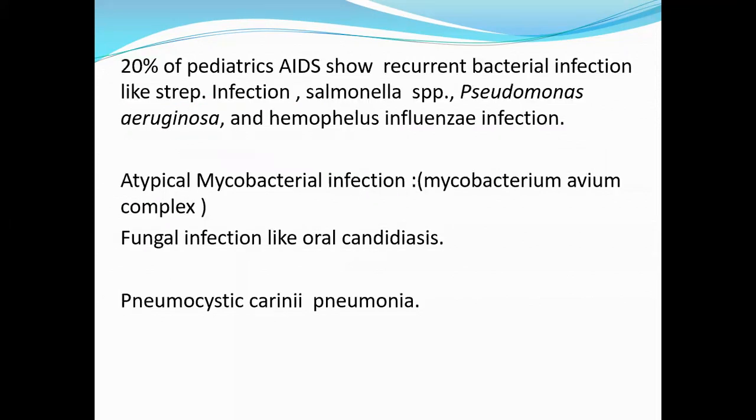Also, 20% of children with HIV show recurrent bacterial infection, most commonly streptococcal, salmonella, pseudomonas, and H. influenza. Other common bacteria are atypical mycobacterium infection, which is Mycobacterium avium complex, and fungal infection, which is thrush or oral candidiasis. Also, a common infection is pneumocystis carinii pneumonia. This is more common in children less than 1 year of age.